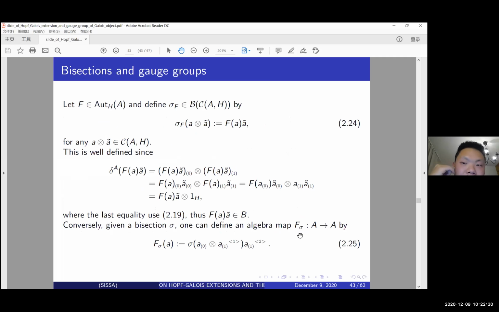So one may ask, we recall that in the classical group point and the principal bundle, the bisection of the gauge group point is in one-to-one correspondence with the gauge transformation on the principal bundle. So in the dual case, in the quantum group point, could you show this fact?